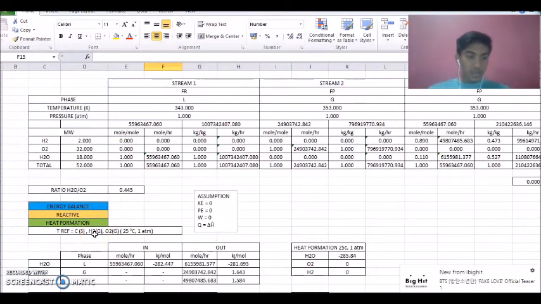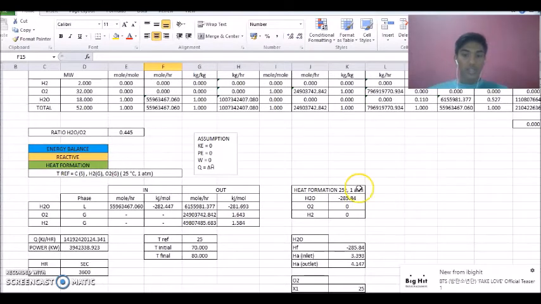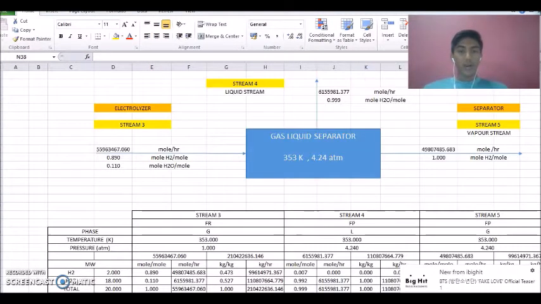We choose the T reference for carbon, hydrogen and oxygen as 25 degrees Celsius and 1 atm. We assume kinetic energy, potential energy and work equal to 0. And to calculate the heat energy, we use the heat of formation technique, and the heat energy produced is positive, which is an endothermic reaction. The second unit for our process flow diagram is the gas-liquid separator.